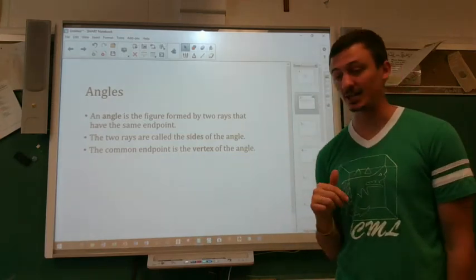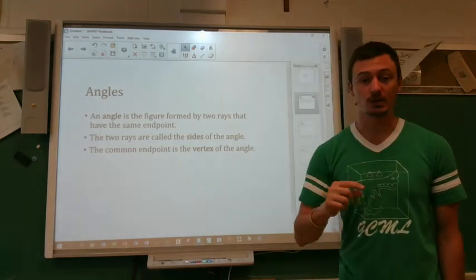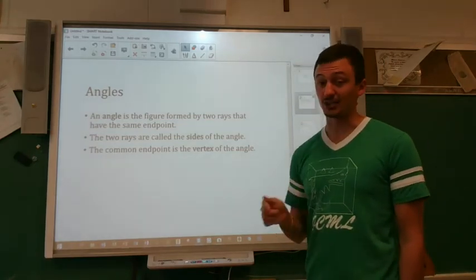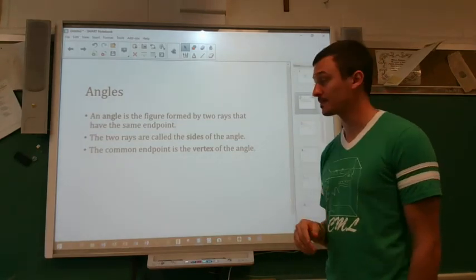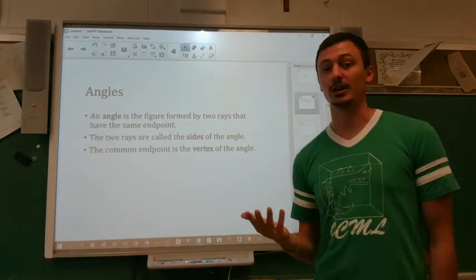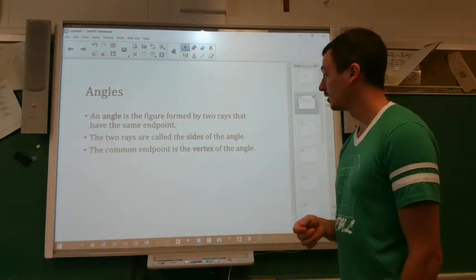So if you remember last time, rays start at one point and they go through another point. The two rays are called the sides of the angle, super creative there. And the endpoint is called the vertex of the angle. The shared endpoint is the vertex of the angle.